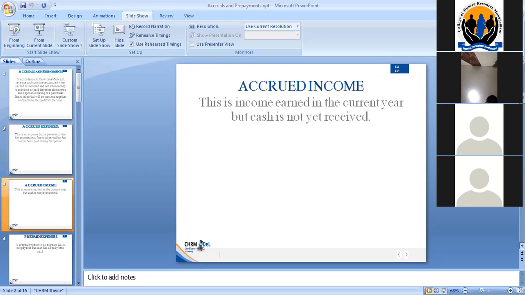Then we have accrued income. Accrued income is an income that has not been received, but the financial year has come to an end. Remember the question we were talking about, the errors, where we were talking about rent receivable. Rent received is an income. If the year has come to an end and there is one tenant who has not paid us, the amount the tenant has not paid us, we consider as an accrued income, because it was supposed to be received in that financial year, but it has not been received.